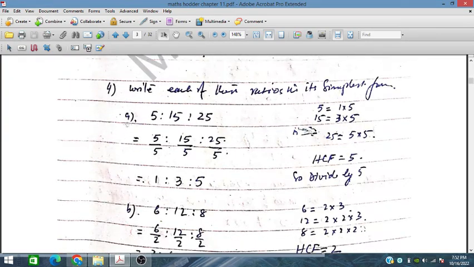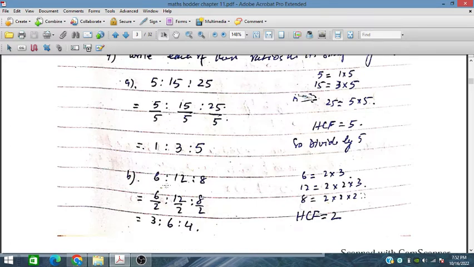Similarly, write each of these ratios in its simplest form: 5, 15 and 25. So divide by the smallest one. This way we get 5 by 5, 15 by 5 and 25 by 5. So 1 3 5 is the simplest ratio. The highest common factor is 5. Similarly with this one, the highest common factor is 2 here. So we divide by the highest common factor and we get this.